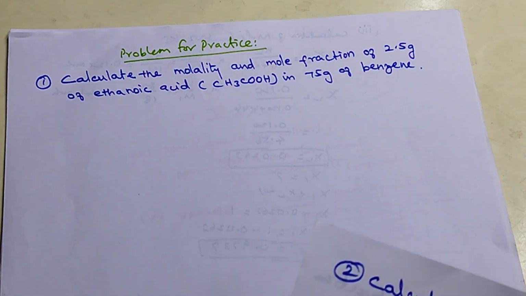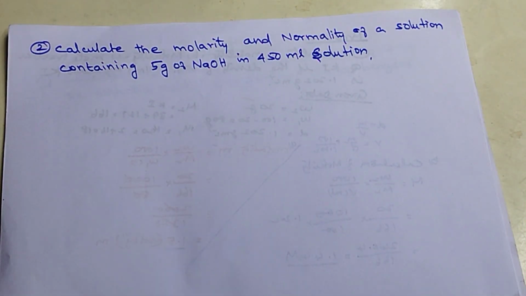The second problem. Calculate the molarity and normality of a solution containing 5 gram of NaOH in 450 ml of solution. So in this question, you have to calculate molarity as well as normality. Here the solute is given as 5 grams NaOH. So you have to calculate the molar mass of NaOH. Na is 23, oxygen 16, hydrogen 1, so totally 40. The volume 450 is given, so you can easily use the formula and find the answer for these two problems. Thank you students.